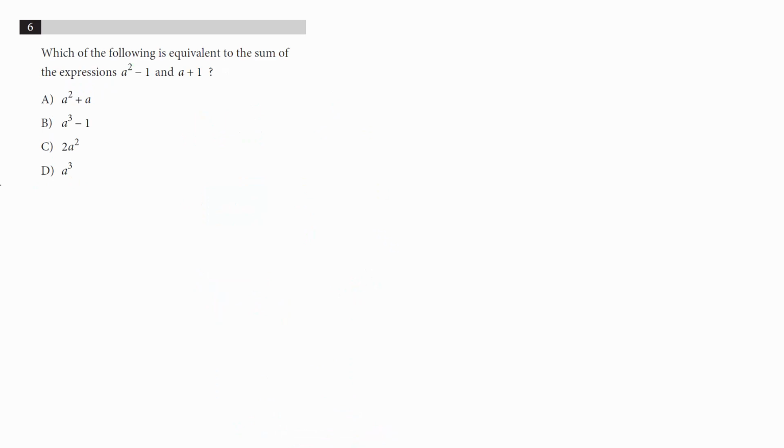Number 6. Which of the following is equivalent to the sum of the expressions a squared minus 1 and a plus 1? And it gives us some options. So the sum of the expressions, which means a squared minus 1 is being added to a plus 1. So a squared minus 1 plus a plus 1. These two expressions get added to each other.